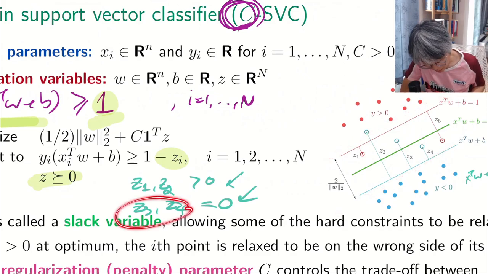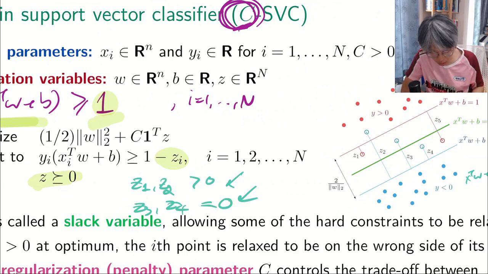If it turns out that sample 3 and sample 4 correspond to Z equals 0, it means that those two samples already satisfy the original inequality. So data samples 3 and 4 are on the correct side of the hyperplane, of the half space.